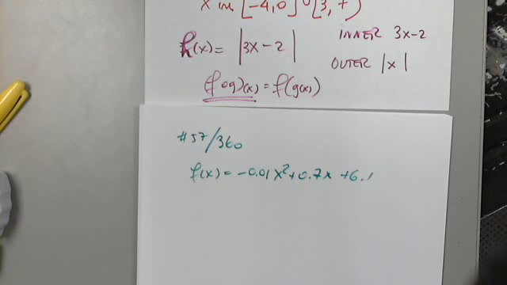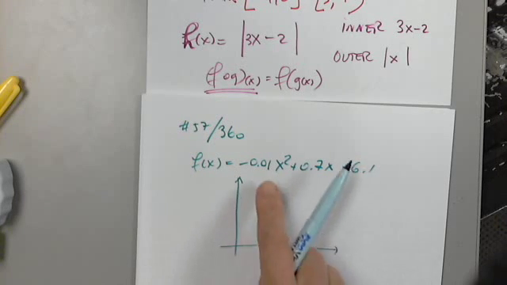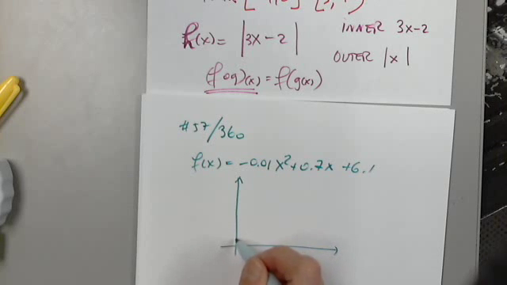Again, the same idea. X is the horizontal distance in feet. What is the maximum height? And how far from its point of release does this occur? So can anyone give us the y-intercept of this function? How do I find the y-intercept for any function? 0 for x. 0, 0, 6.1. So I'm going to start it here. 6.1 feet.